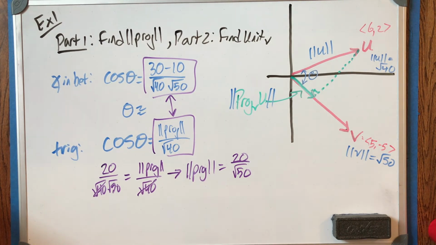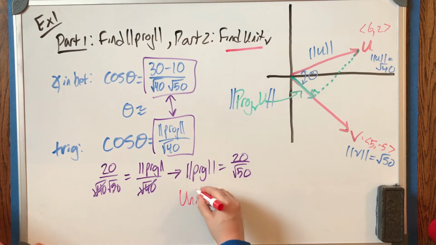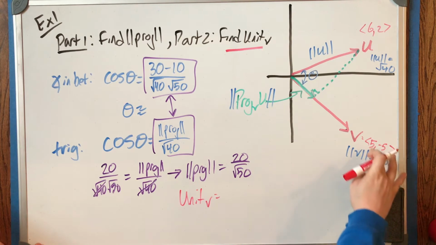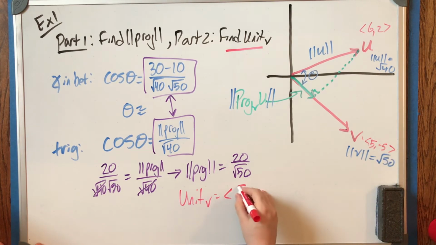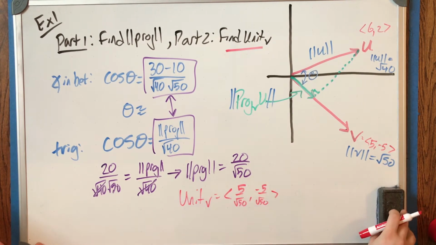That's what it is. So part 2 is we need to find the unit vector of v. So we already know how to do that. Unit vector of v is just taking its current length and dividing each of its components. So 5 over the square root of 50 and negative 5 over the square root of 50. And again, we could simplify. I'm just not going to. And the reason I'm not going to is for this last step.